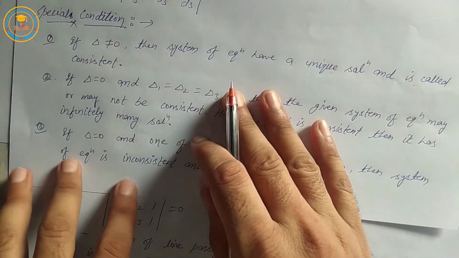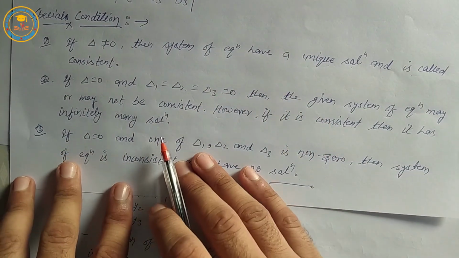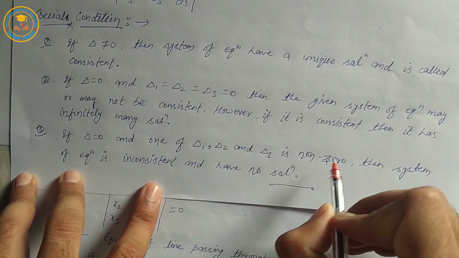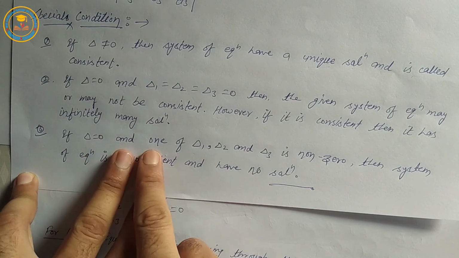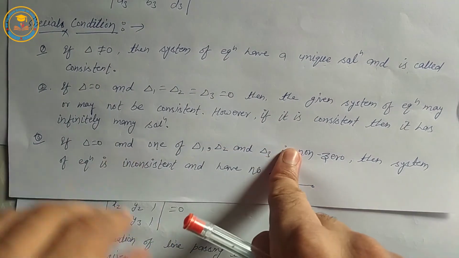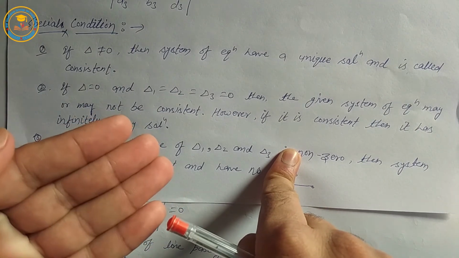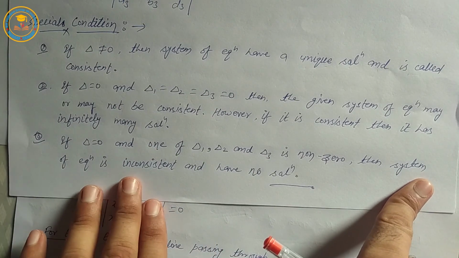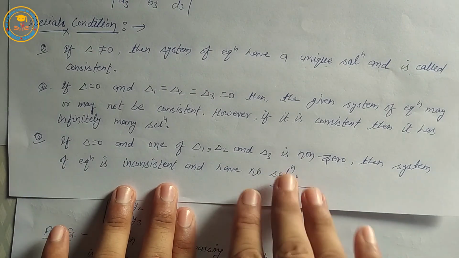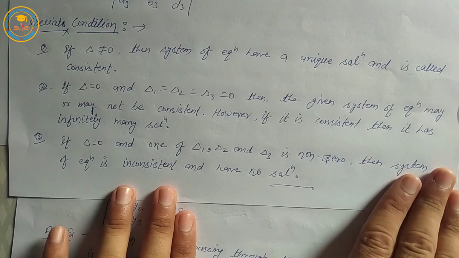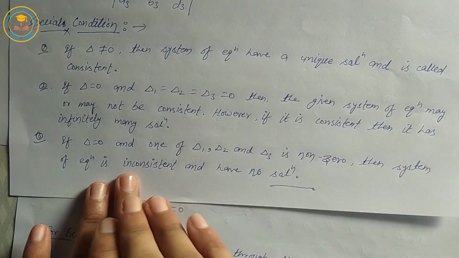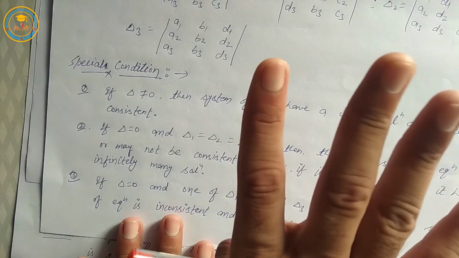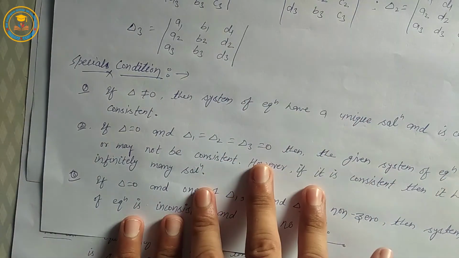Third point: if del is equal to 0 and one of del 1, del 2 or del 3 is non-zero, meaning not equal to 0, then the system of equations is inconsistent and has no solution. Special condition three: first, second and third are complete.